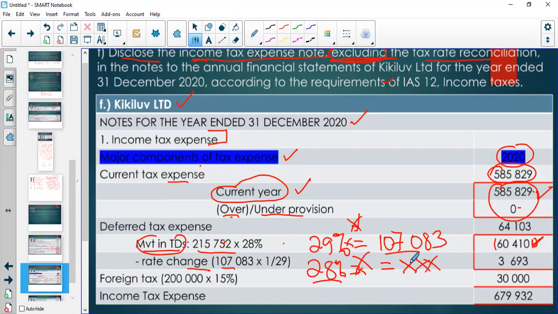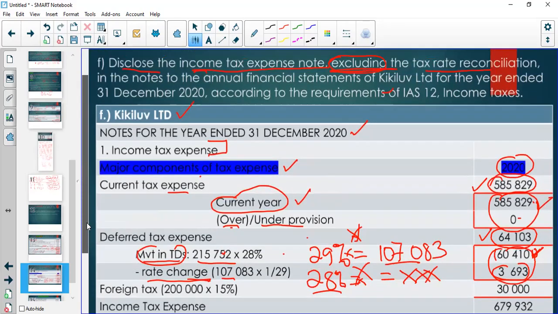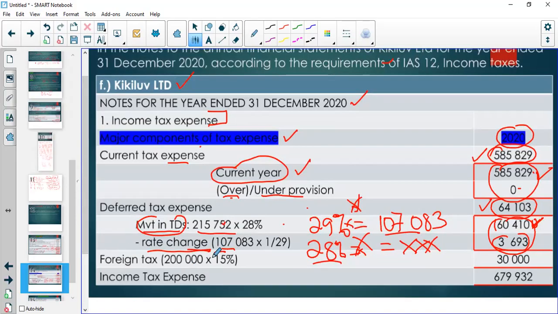So when an asset is reduced in value, that's an expense. So we have a rate change expense. This amount is an expense. So if you combine those two together, then you get the deferred tax expense. So this is the current tax expense, the deferred tax expense. And then foreign tax, we are told that it's being paid at 15%. So which means the foreign tax we paid is 30. So together we have current tax plus deferred tax plus foreign tax. And this is the income tax expense, right, that we have in our income statement.